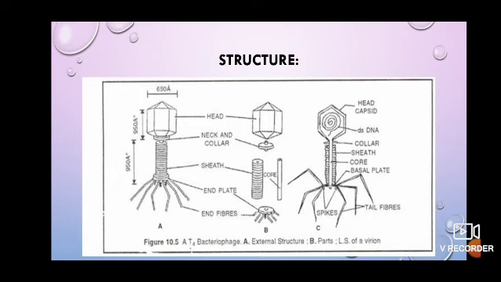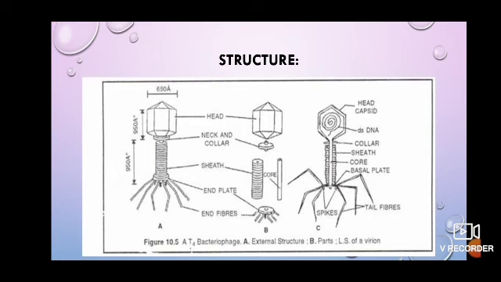The distal end of the tube, distal end means the end which is at a distance or away from the head. The end which is near is called the proximal end, which is in close proximity to the head. Now the distal end of the tail tube is connected to a hexagonal basal plate, also called the end plate.